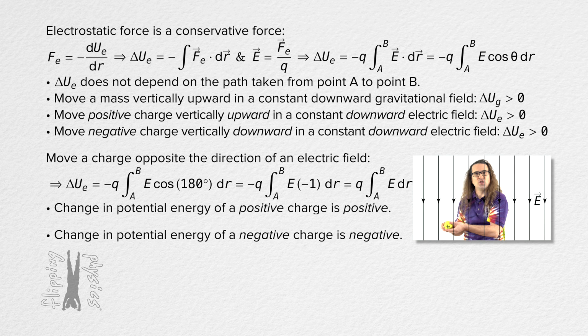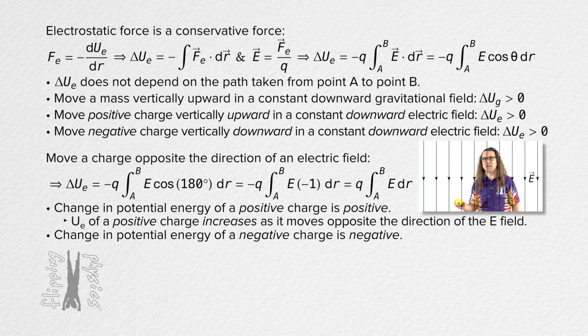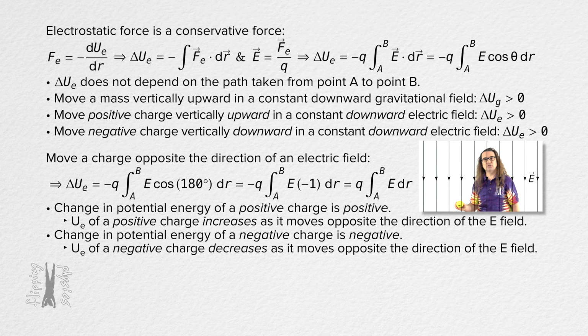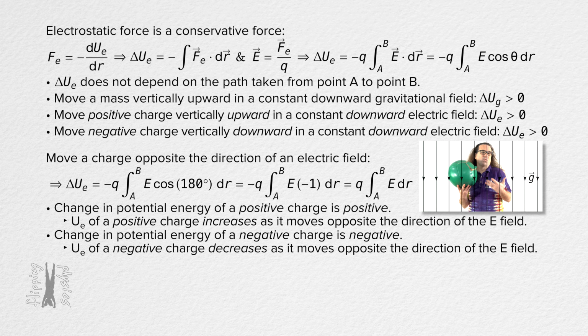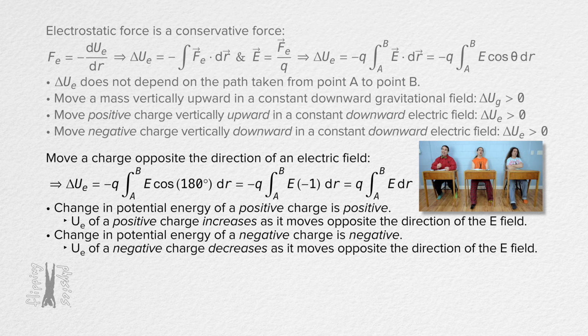In other words, the electric potential energy of a positive charge increases as a positive charge moves opposite the direction of the electric field. And the electric potential energy of a negative charge decreases as it moves opposite the direction of the electric field. Realize, there is no gravitational analogy to negative charge. There is no negative mass. So we are not used to this concept of the change in potential energy depending on whether the charge is positive or negative. Right. There is no such thing as negative mass.